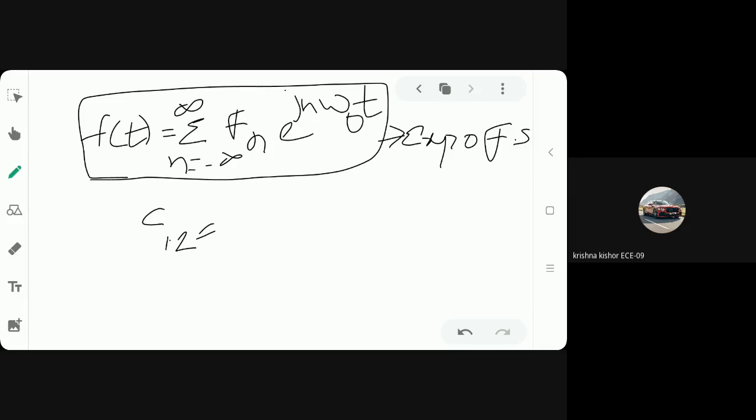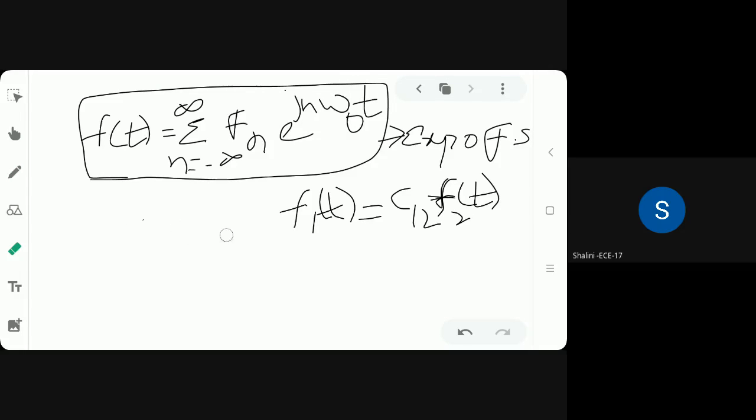Suppose we represent one signal in terms of another signal, F1 of t equal to C12 times F2 of t. When we wrote it like this, how did we calculate C12? What is the formula for C12? Integral, ma'am. C12 equal to integral T1 to T2.